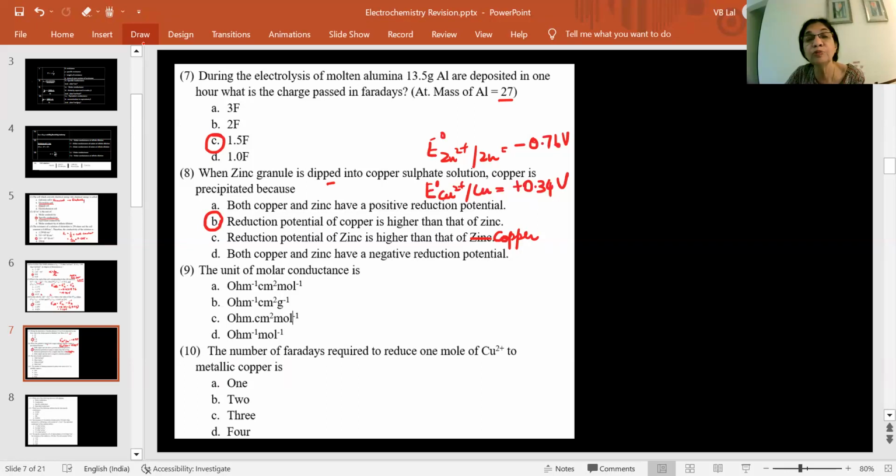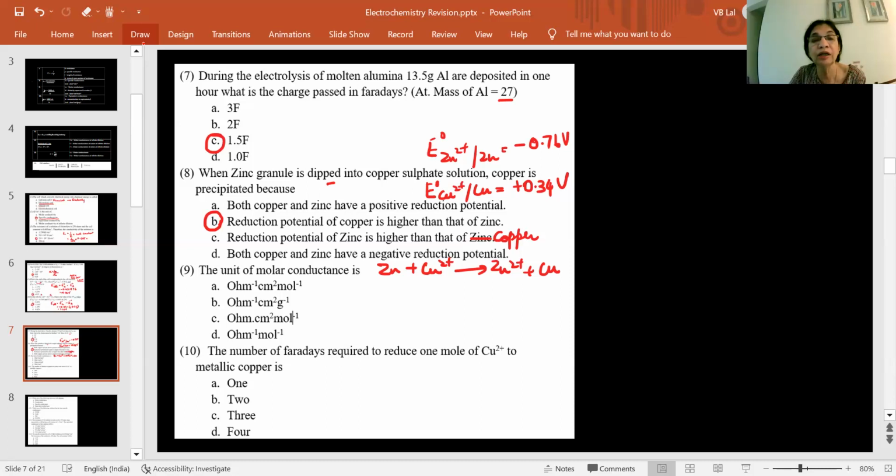So when a zinc granule is put in copper sulfate solution, what is the reaction that is happening? It is Zn plus Cu2+. It will give you Zn2+ plus Cu. Copper is getting precipitated, right? So why is that happening? Copper is getting reduced, right? Why is copper getting reduced? Because the reduction potential of copper is higher than that of zinc. Whichever has higher reduction potential will get reduced. So answer is B.